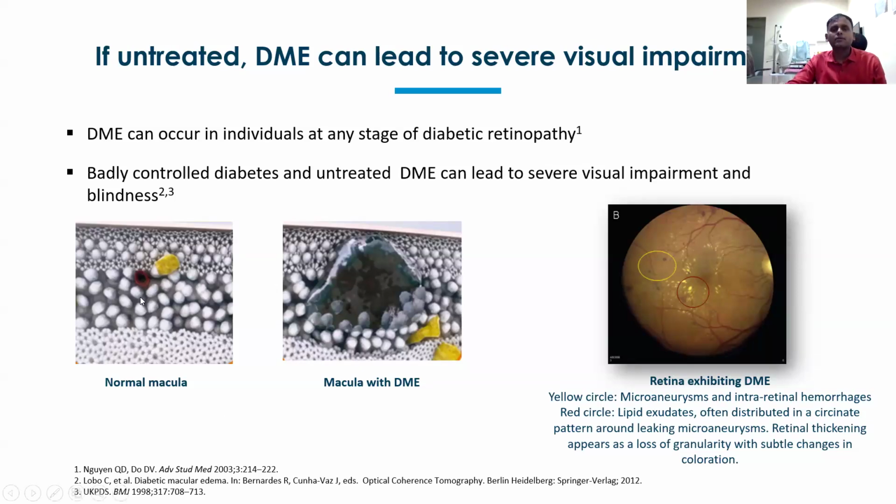As you can see, a normal macula and a swollen macula with fluid accumulation in the macular area. Whereas on the right hand side, you could see a clinical picture with a yellow circle depicting microaneurysms and intraretinal hemorrhages, whereas the red circle depicts lipid exudates, often distributed in a circinate pattern around a leaking microaneurysm, with retinal thickening also noted.